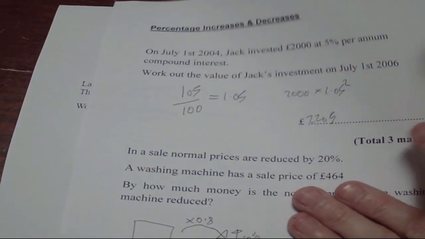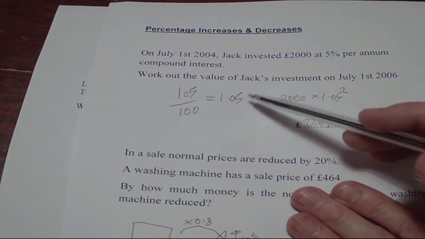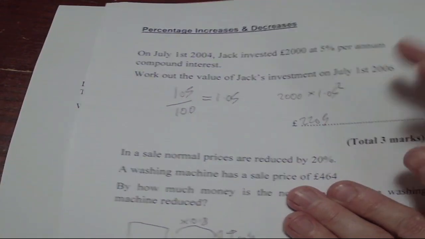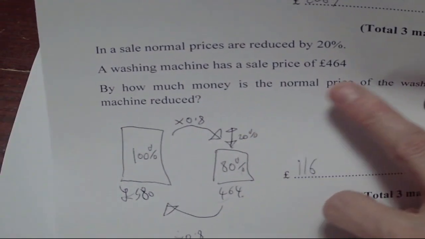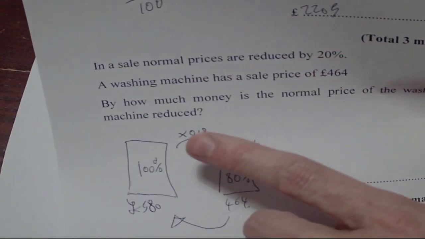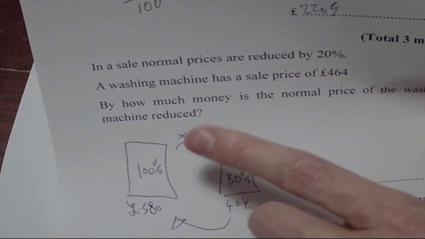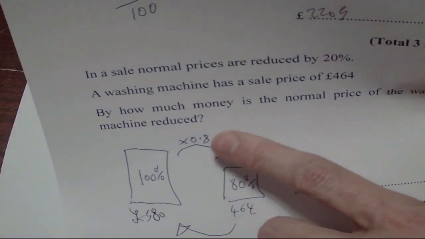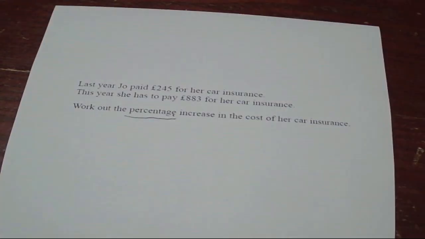Here earlier, again, we divided the scale factor by 100, so here I am dividing it by 100, very well illustrated there. Here again, the washing machine reduced by 20%, but I'm reducing by 20%, which means I've effectively found out 80% of my original price. I've divided that 80% by 100 to get 0.8.